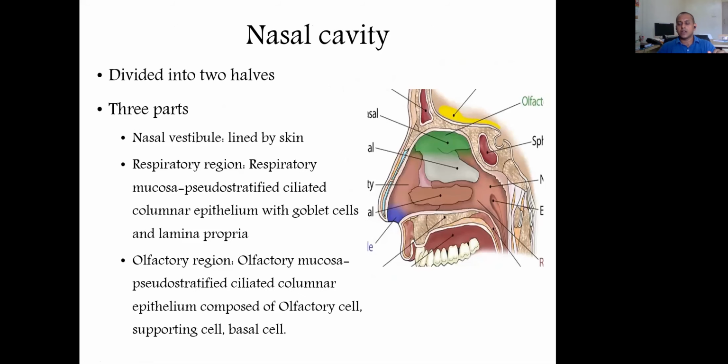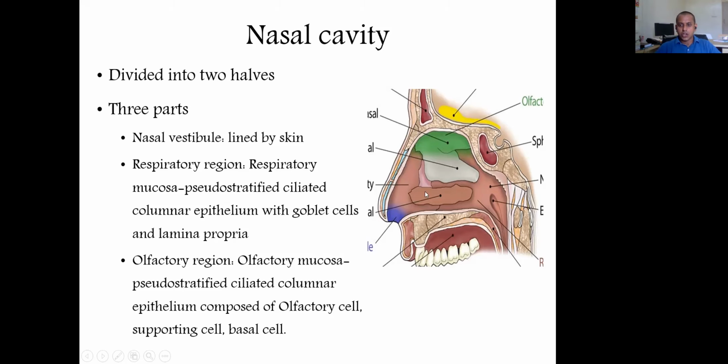Okay, let us start first with the histology of the nasal cavity. So this is the cut section of the nasal cavity. What you can see here is the opening of the nasal cavity. Now let me tell you, you have one nose, and in one nose, you have two half nasal cavities. Please understand this. There are two half nasal cavities, not two nasal cavities. One nose, one cavity, which is divided into two halves.